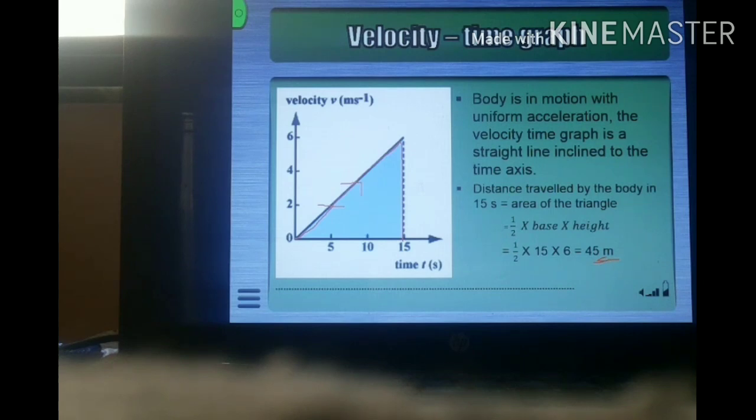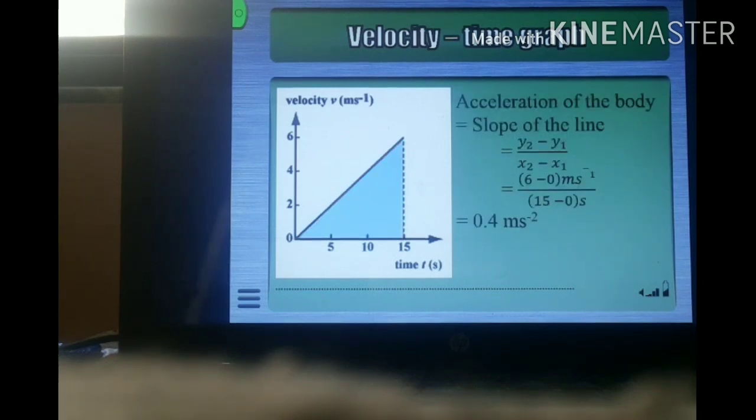We can also find the acceleration with the help of this graph. What is acceleration? Change in velocity upon time. Over here you will see that the y-axis is denoting velocity and the x-axis is denoting time. So all these velocity terms can be denoted on the y-axis and all these time terms on the x-axis. So likewise, we will be using slope, which is y2 minus y1 upon x2 minus x1.